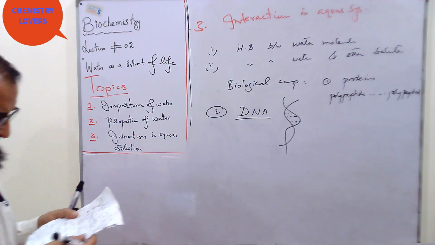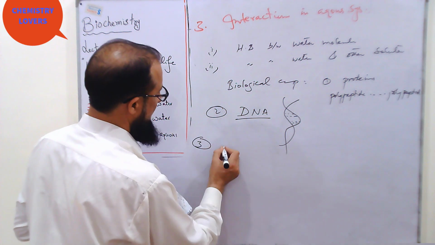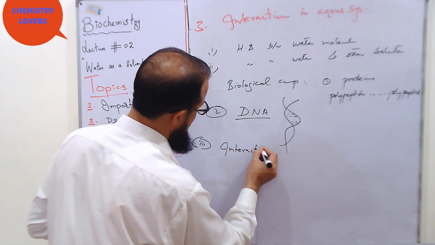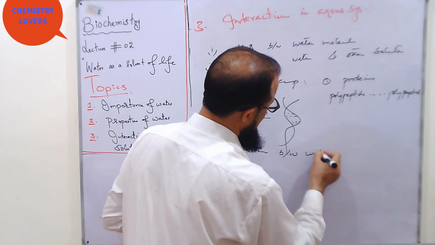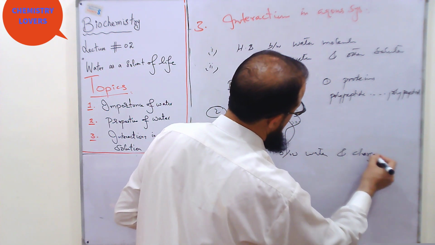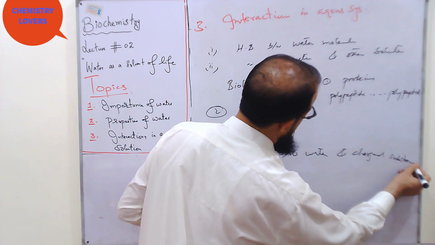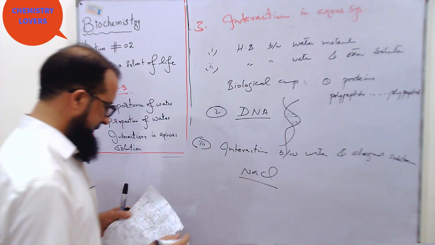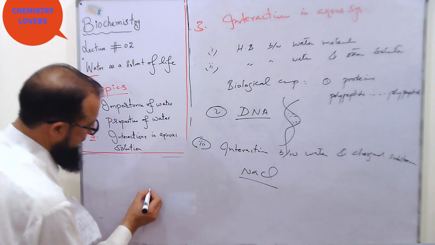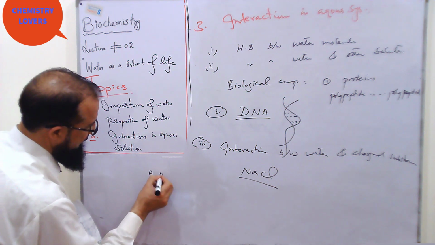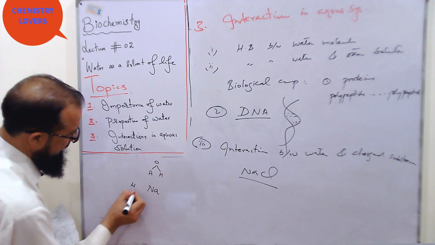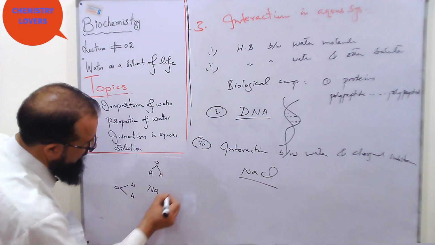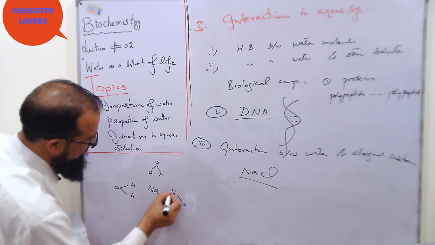Similarly, interaction between water and charged molecules, or we can say electrolytes, between water and charged substances which behave like electrolytes, for example sodium chloride. Sodium chloride can be dissolved in water in such a way that the water dipoles surround the sodium ion through ion dipole forces. So this is the positive charge.